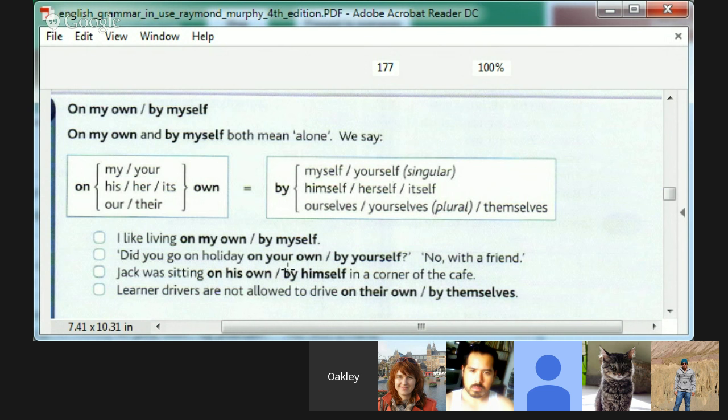Did you go on holiday on your own? Did you go on holiday by yourself? No, I went with a friend. Either way, it simply means alone. In fact, Jack was sitting alone in a corner of the cafe. Jack was sitting on his own in a corner of the cafe. Jack was sitting by himself in a corner of the cafe. There's no change in meaning whatsoever. All of them mean exactly the same thing.